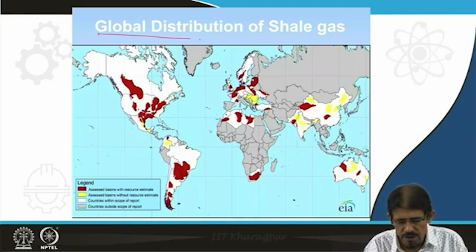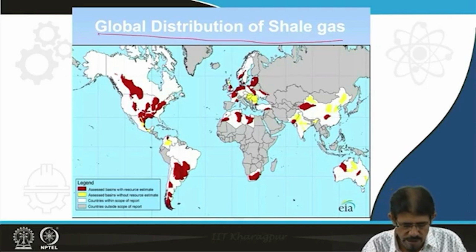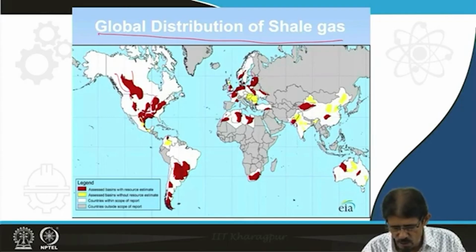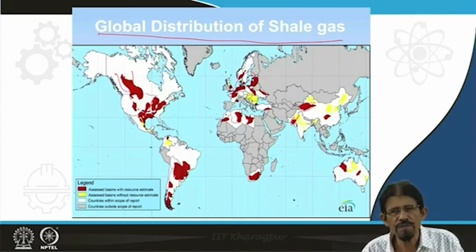Friends, you can see the global distribution of shale gas. You can see it is available in India also, in China also, in European countries also, in Australia, in Africa, the lower tip of Africa, etc.